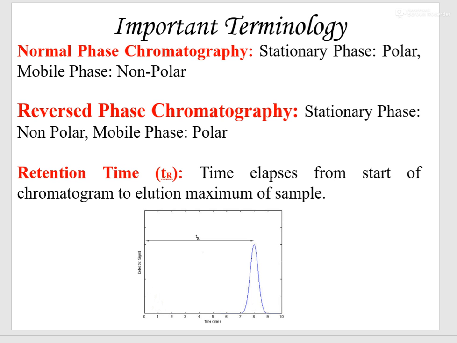Let us see some important terminology. What do you mean by normal phase chromatography? In normal phase chromatography, the stationary phase will be relatively polar and mobile phase will be relatively non-polar. In reverse phase chromatography, the stationary phase will be relatively non-polar and mobile phase is polar. And retention time, as I have discussed, is the time that elapses from start of chromatogram to the elution maximum of the sample. So when you start the chromatogram, the time elapsed to the maximum elution of sample is known as retention time. Here you can see that at 8 minutes, the maximum amount of sample is eluted. So this is our retention time.